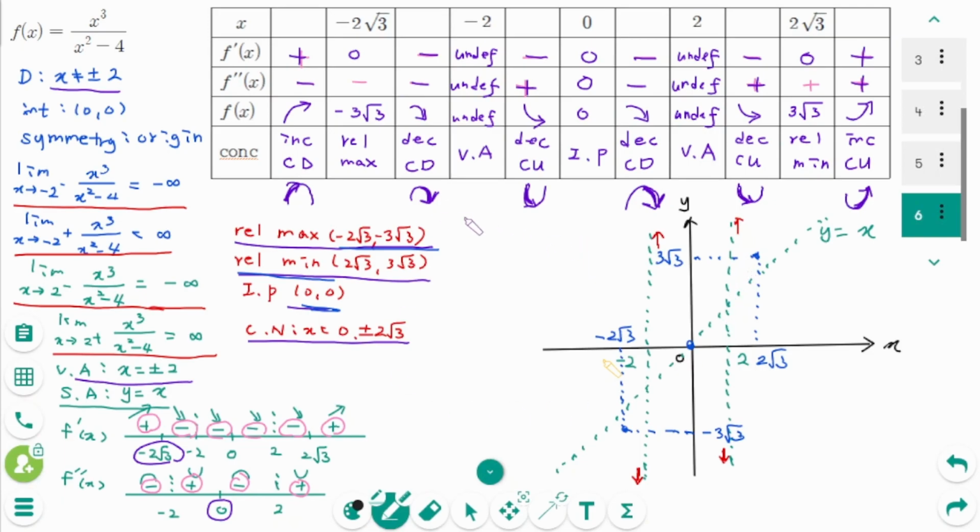Then use everything. The first one, increasing and concave down, decreasing and concave down, decreasing and concave up, decreasing and concave down, decreasing and concave up. The last one, increasing and concave up. Then this one is the graph of f of x equals x cubed over x squared minus 4.